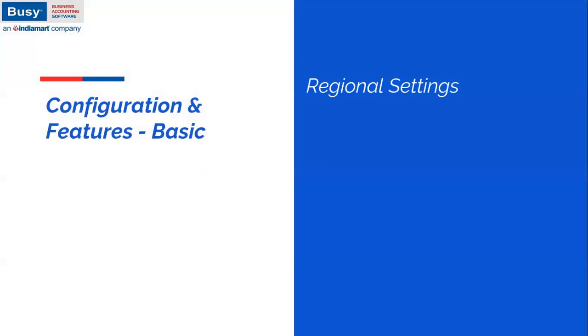Regional settings. So today we are going to discuss first about the regional settings in Busy. Regional settings is basically a feature through which you can change the date formats, the decimal place system of your rate or amounts, and also you can change the state of the company. So how is it possible? Let me show you on the Busy screen.